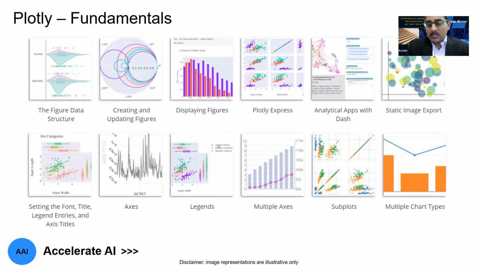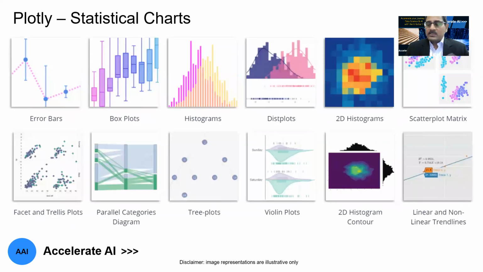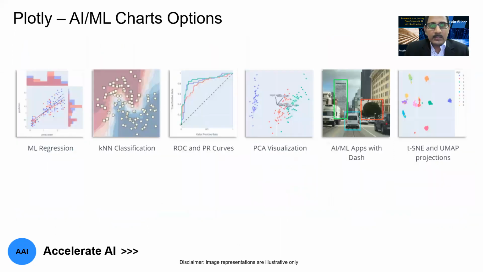So if we quickly look into some of the fundamental charts we can create with Plotly, we will not go deeper into it. We'll focus on some of the animations as part of this video. But to give you a reflection of what charts can be created as part of the fundamental charts, you can look at any of these. We can look at setting the font, title, legends, axes, multiple axes, subplots, different types of display of figures, and so on. Similarly, statistical charts can also be drawn in a very seamless manner. Pictorially, it's also very appealing aesthetic-wise. Box plots, histograms, line plots, scatter plots, all of these can be created.